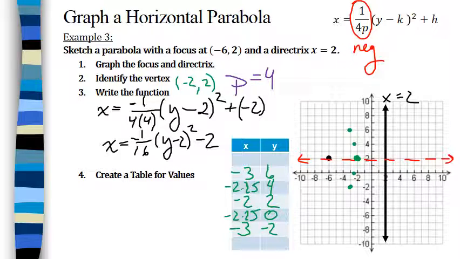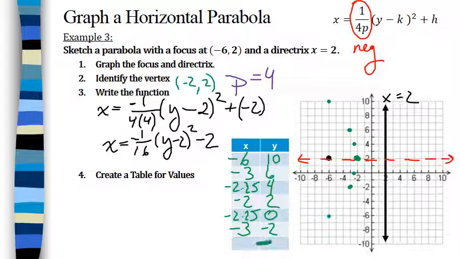And then if I pick y equals 10, 10 minus 2 is 8, squared is 64, divided by -16 is -4, minus 2 is -6. So -6, 10 is a point on the graph, and if I go by symmetry, 1, 2, 3, 4, 5, 6, 7, 8.